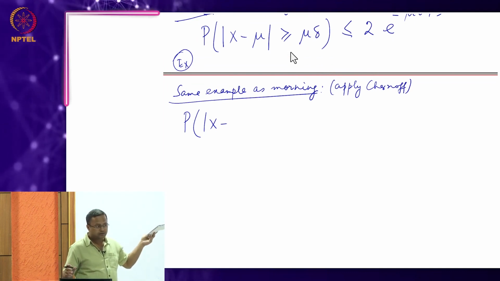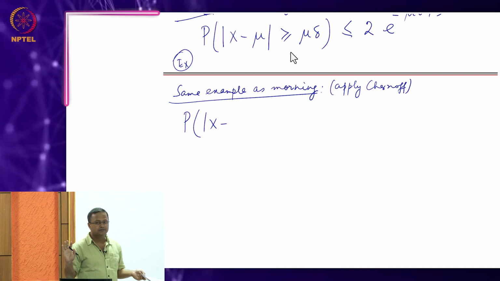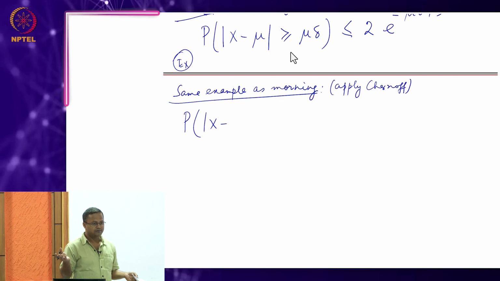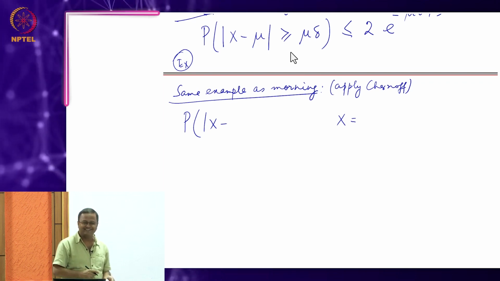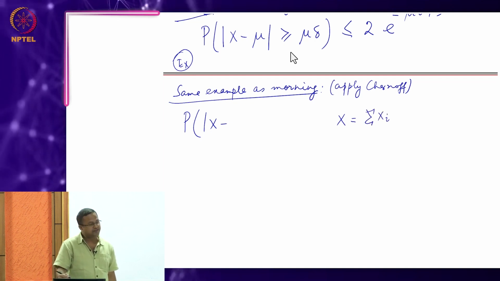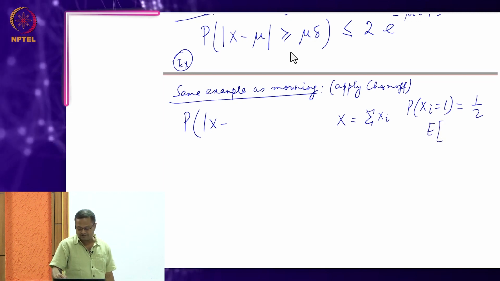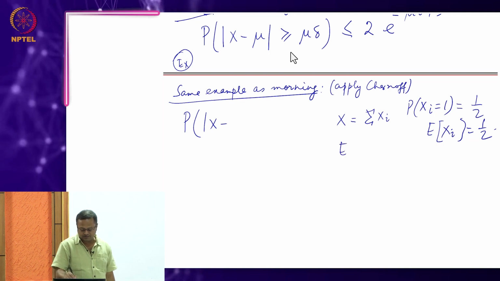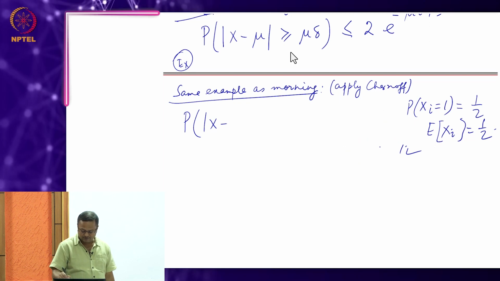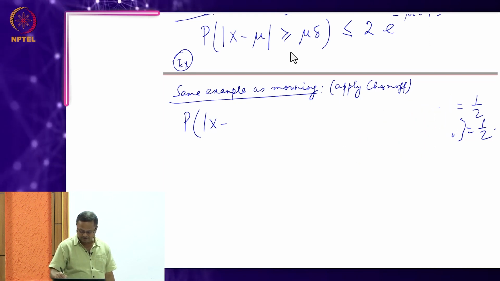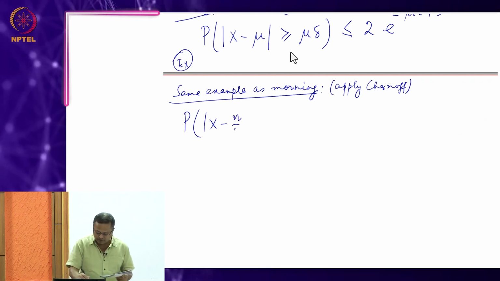X minus mu, right? So mu for our case is n by 2. What is mu? X is the sum of the xi's, and the expectation of xi is half. So the expectation of x is n by 2. So x minus n by 2.